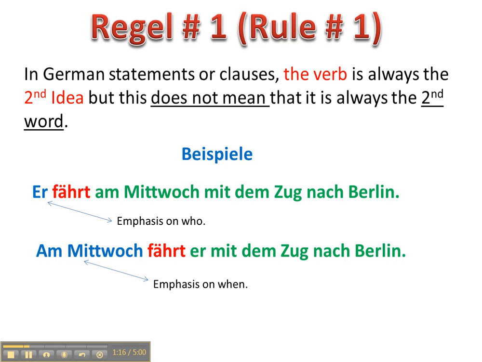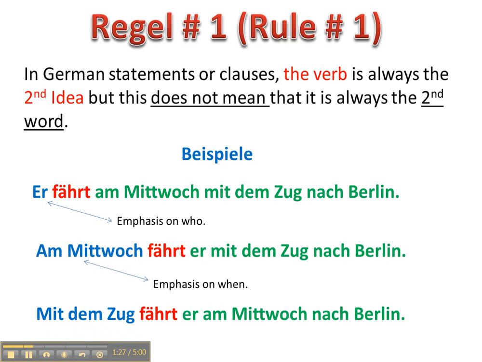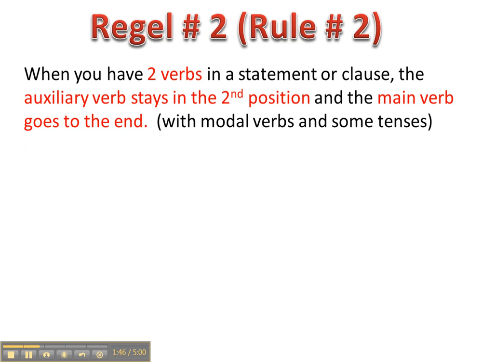And in the second example, you can see that the verb is not the second word in the sentence or statement. It's the second idea. Mit dem Zug fährt er am Mittwoch nach Berlin. So now we're going to put the emphasis on how. So again, fährt, the verb, is not the second word, it's now the fourth, but it is still the second idea.